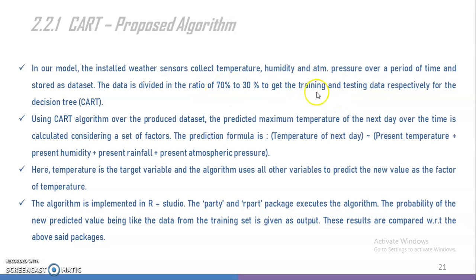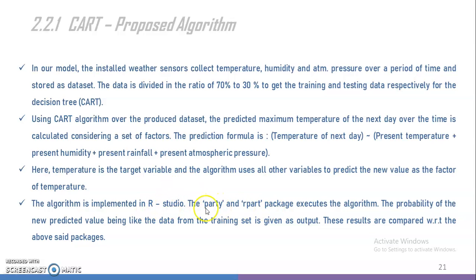The 70% is taken as training data, and 30% is the testing data in that CART algorithm, which is the classification and regression tree. And this is the formula: temperature of the next day is equivalent to the present temperature plus present humidity plus rainfall plus atmospheric pressure, which all the variables contribute to the upcoming prediction. And the temperature is the target variable, as we talked about here, and it is implemented by us in RStudio.